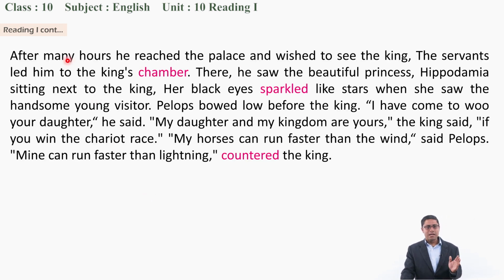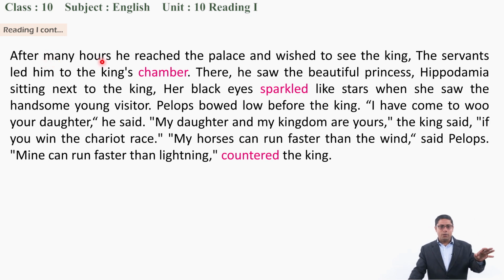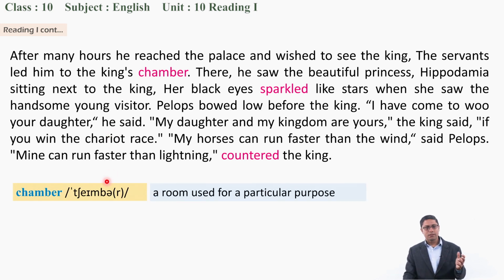Let's move to next. After many hours, he reached the palace and wished to see the king. The servants led him to the king's chamber. There he saw the beautiful princess Hippodamia sitting next to the king. So see there, after a long journey, he reached the palace and he wanted to meet the king. And the servants led him to the king's chamber. Do you know the meaning of the word chamber? Can you tell me? Chamber means a room used for a particular purpose. For example, the king sits in the room, maybe it's his official room there.